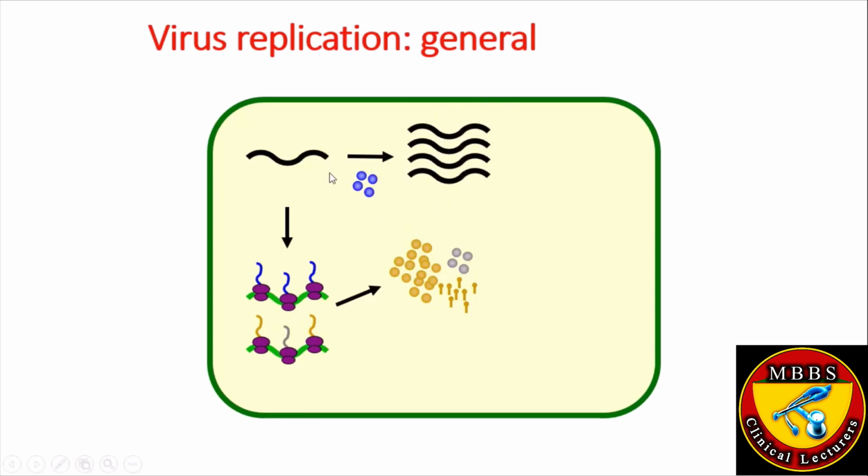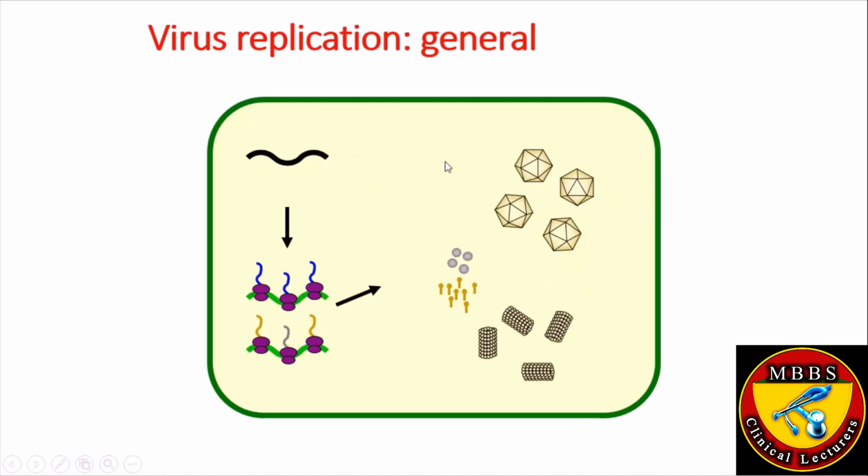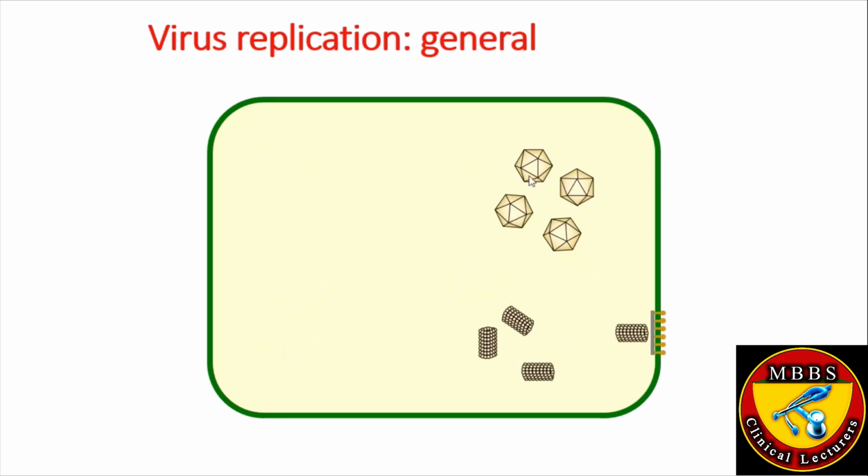The multiplication of the genome. Large number of genome particles are formed. Now what happened then? See here, the structural proteins and the genome, they combine, they assemble and form the new viral cells.